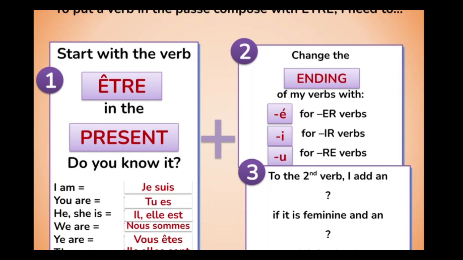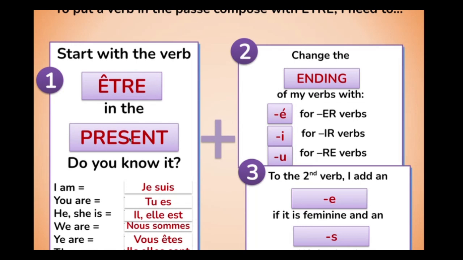Same as what we saw in module 5. When you have a verb that ends with an er, replace the er with an é with the accent. When you have a verb that ends with an ir, replace it with an i. And when it comes to the verbs that end with an re, you will have to replace the re with the u. The only difference between verbs in the past with the verb être compared to avoir is that we saw that with avoir, the second verb does not change at all.